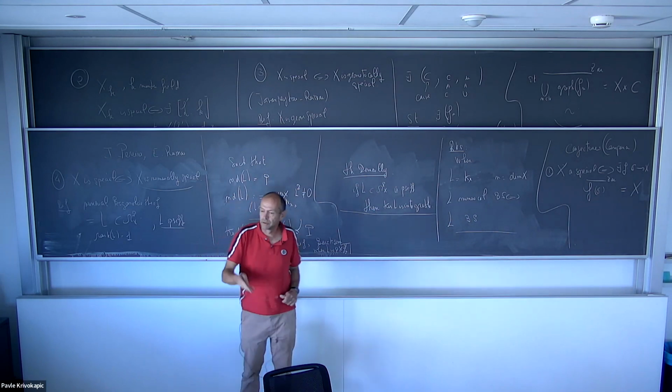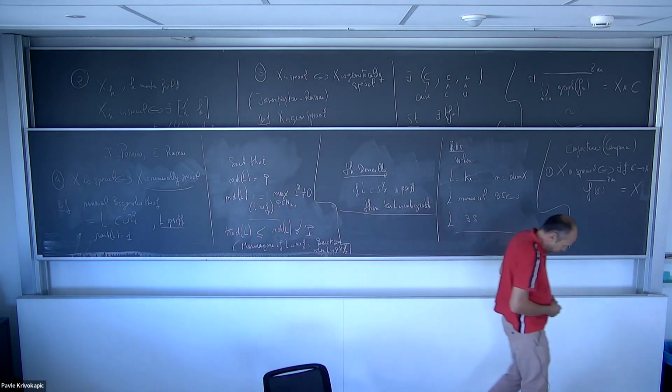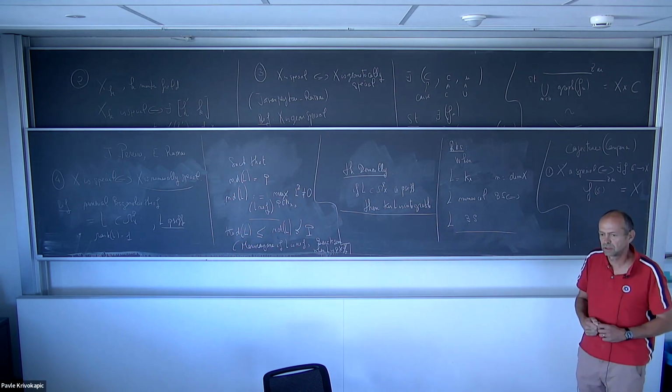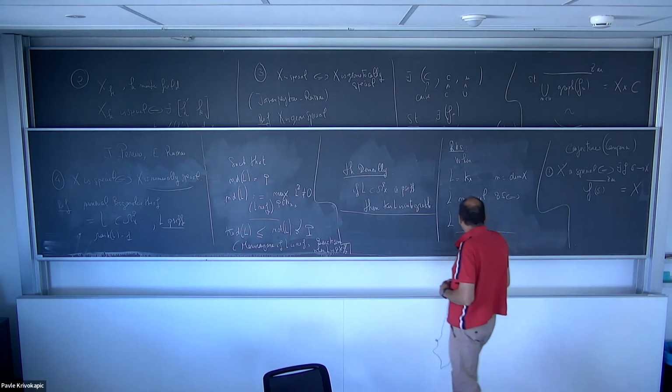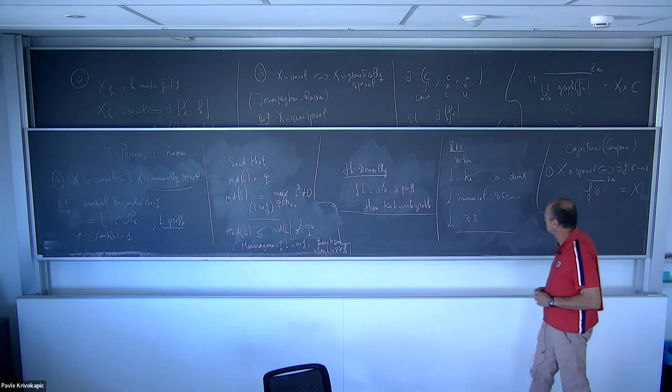Okay. But in fact, to answer your question, this abundance principle fails dramatically for degree lower than n. And this can be illustrated by the following example.